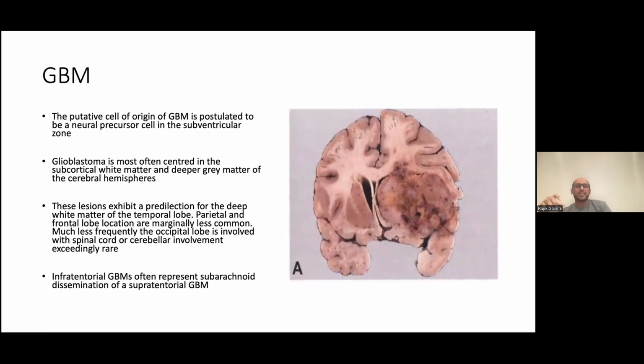Glioblastoma is most often centered in the subcortical white matter and the deeper gray matter of the cerebral hemispheres. The lesions exhibit a predilection for the deep white matter of the temporal lobe; parietal and frontal lobe locations are marginally less common. Much less frequently, the occipital lobe is involved, and spinal cord and cerebellar involvement is very rare. Infratentorial GBMs may actually represent subarachnoid dissemination of a supratentorial GBM. And if we look at the macroscopic section, it shows a classic temporal GBM.